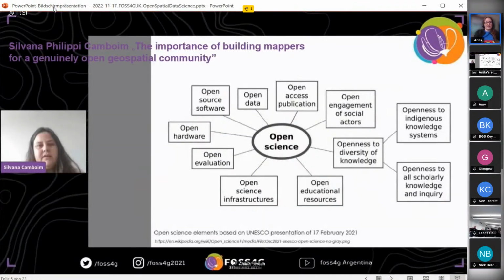Also last year we had an excellent keynote from Silvana at FOSS4G, who also talked about open science and who really stressed the multidimensionality of the whole problem, from open data, of course, which is needed to reproduce results, to the publications themselves, but also hardware, software, educational resources. So I strongly encourage you to check out the recording if you missed that last year.